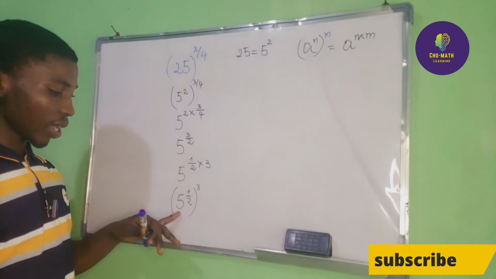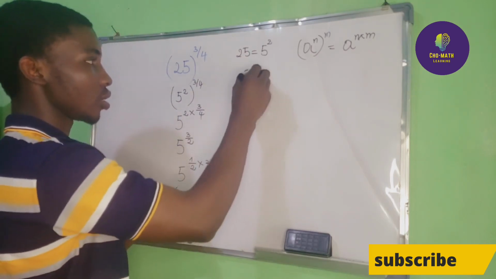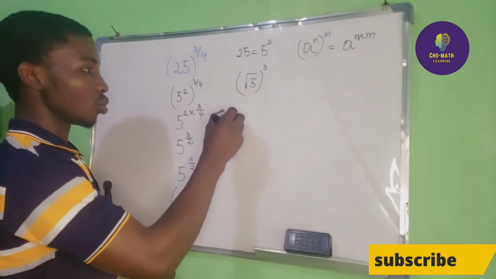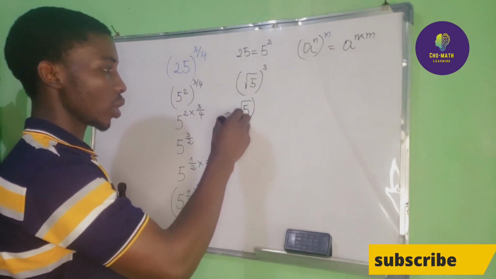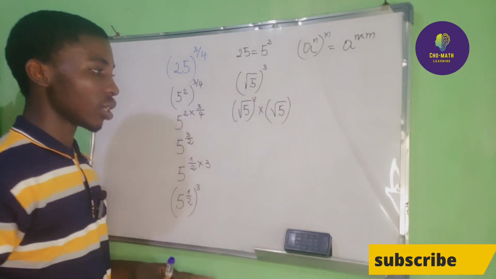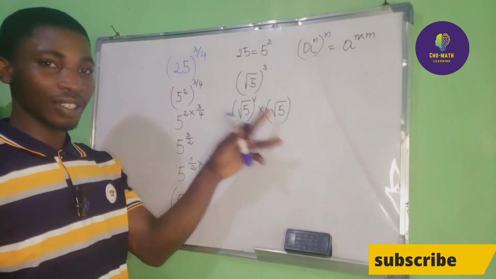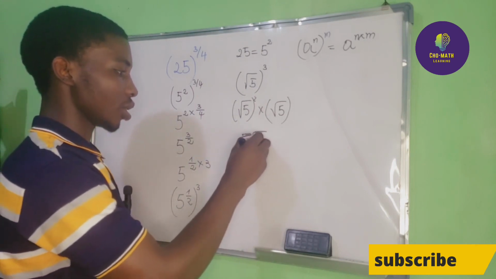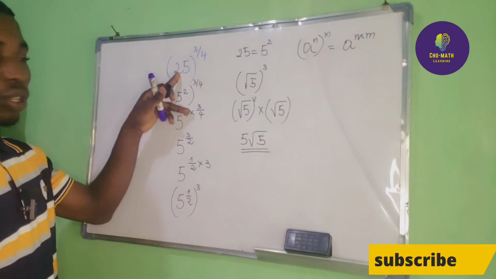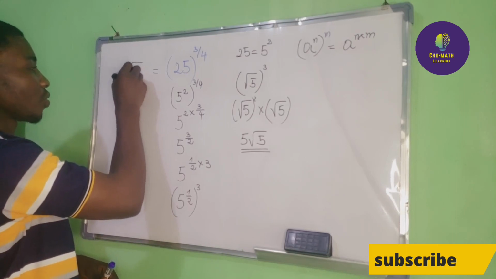Now we know that 5 to the power half is still equal to the square root of 5, all this to the power 3. And we also know that this is equal to the square root of 5 squared times the square root of 5. Then we know that the square root of 5 squared is equal to 5, and this remains. So this is the final expression: 25 to the power 3/4 is equal to 5 square root of 5.